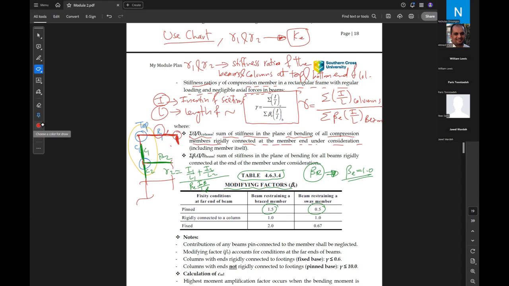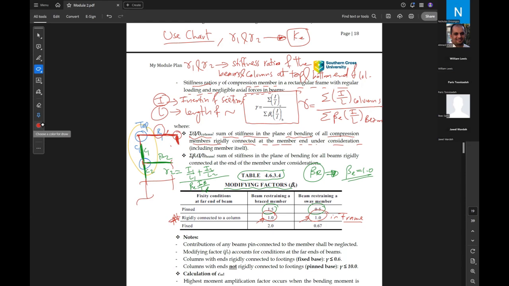Right? So this is what fixity at the far end of the beam means. If this end is pinned, you take it as 1.5 in braced, 1.5 in unbraced. If it is rigidly connected, similar to the case we have now, then in braced and unbraced it is 1. So in frames, usually beta effective will be 1. If the other end of the beam is fixed, you can take it as 2 in braced and 0.67 in unbraced.